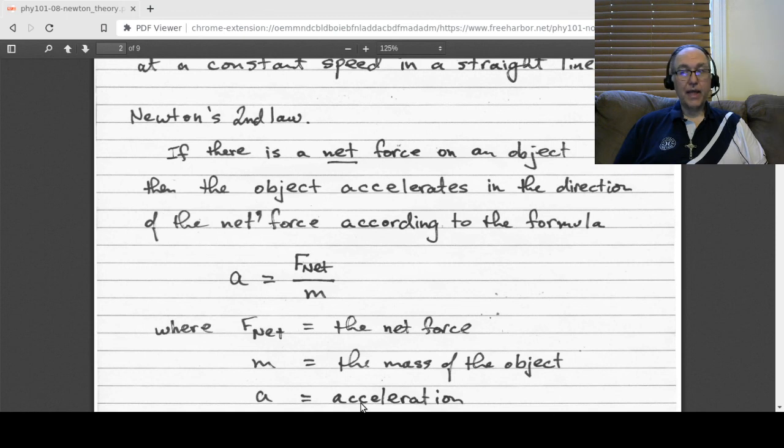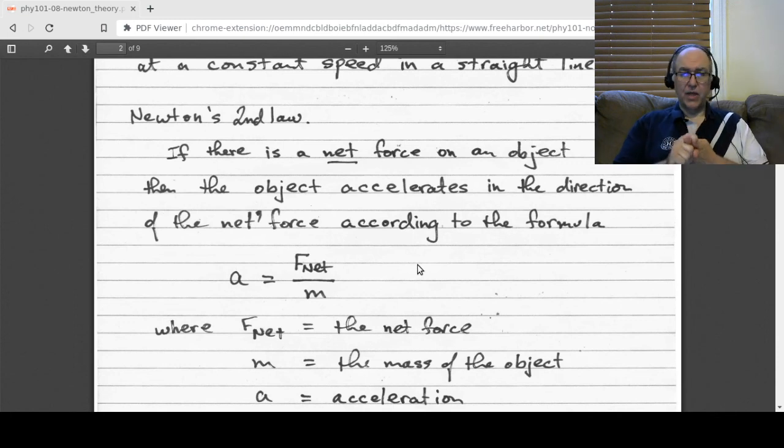All right. Let me read it again because this is by far the most important of the three laws. Okay, and we're actually going to use this to solve problems. So it's well worth understanding it at this point. If there is a net force, then what's going to happen? The object is going to accelerate in the direction of the net force, according to the formula a = F_net / m. Okay. Now, this is one way that the formula is written. Sometimes you'll see it written as F = ma.